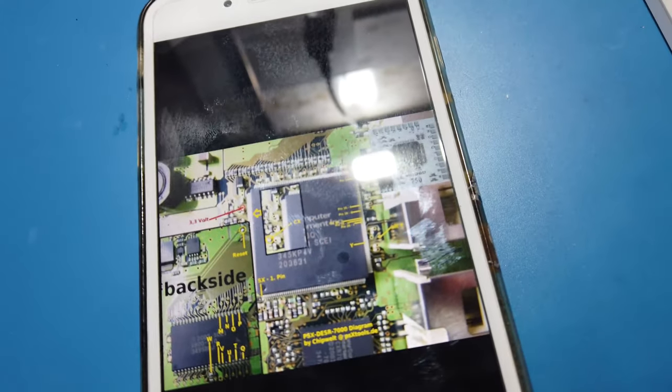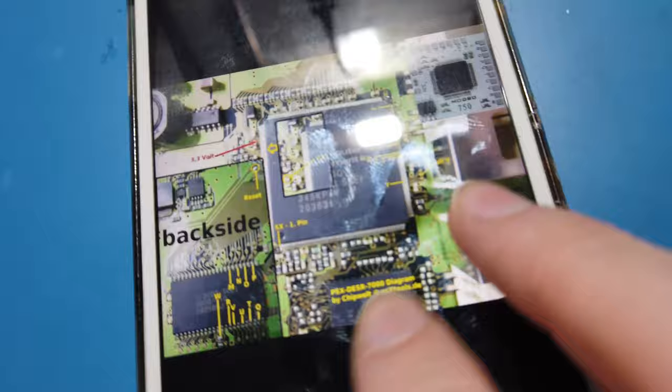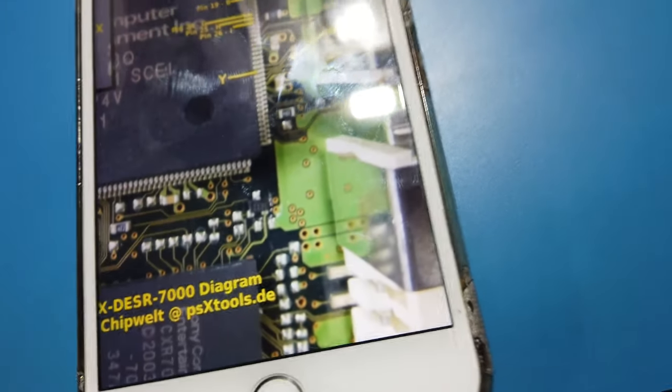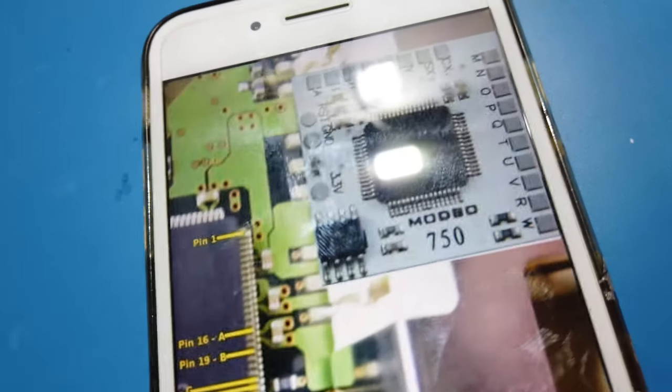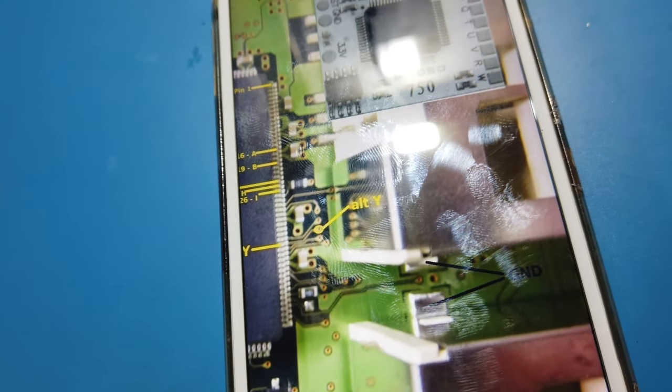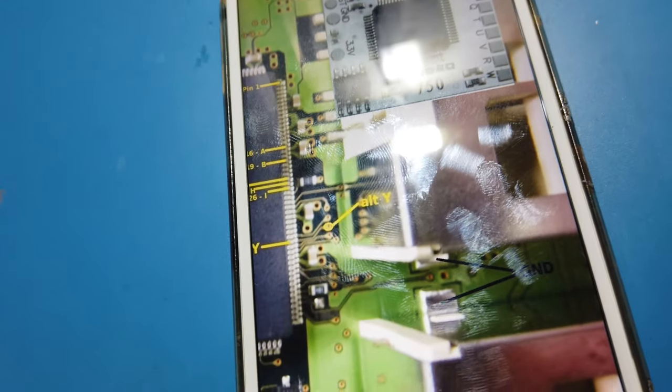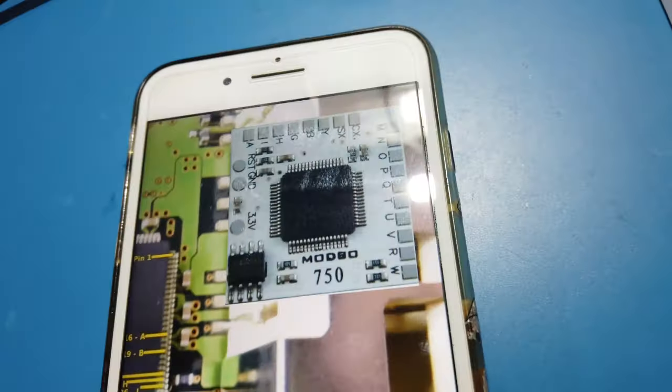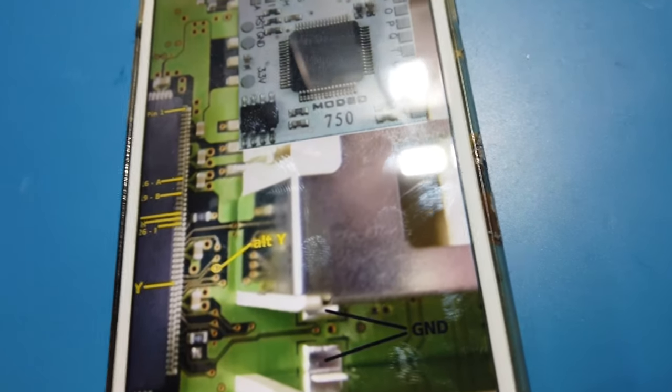Alrighty, so it's a bit hard to see on the phone screen, but here we have the diagram for the PSX 7000. Remember, this is a 5500, so it's a bit newer. And here's the main diagram, and the mod chip is the Modbus 750. The Modbus 750 is an updated version of the Modbus 3 from about 2006, going off Quaid's website. Yeah, it's got the exact same pinout as the Modbus 3.